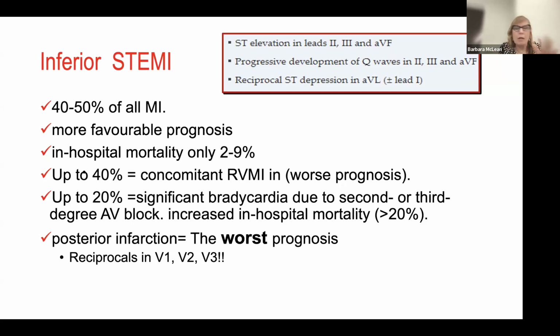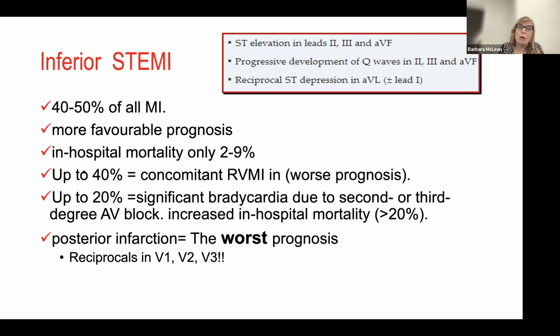And by far, the abundance of them were inferior MIs. It's the most common MI. Now, the wonderful thing about the inferior MI is if it's just an isolated inferior wall, you're going to have a pretty favorable prognosis. It's just the inferior wall of the LV. If you've got a preserved posterior wall, preserved right ventricle, the likelihood is you're going to do pretty well. The mortality in hospitals is only less than 10%.